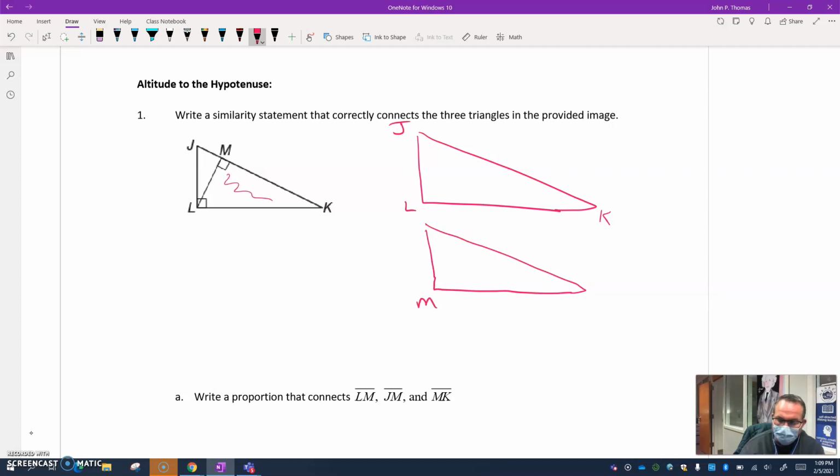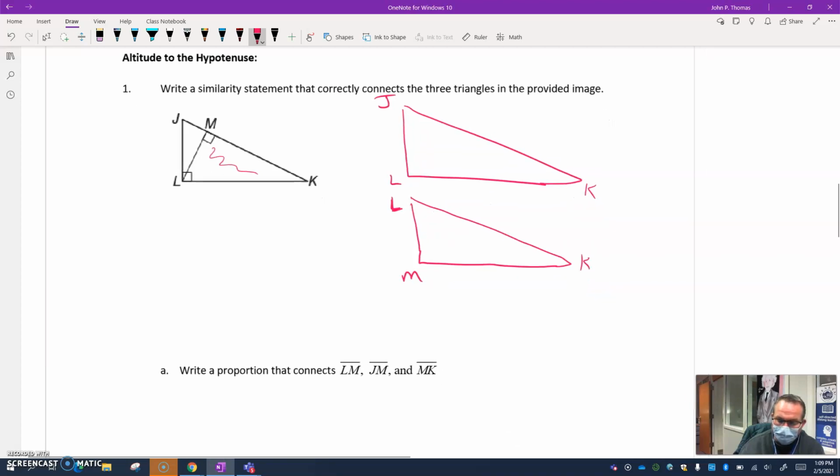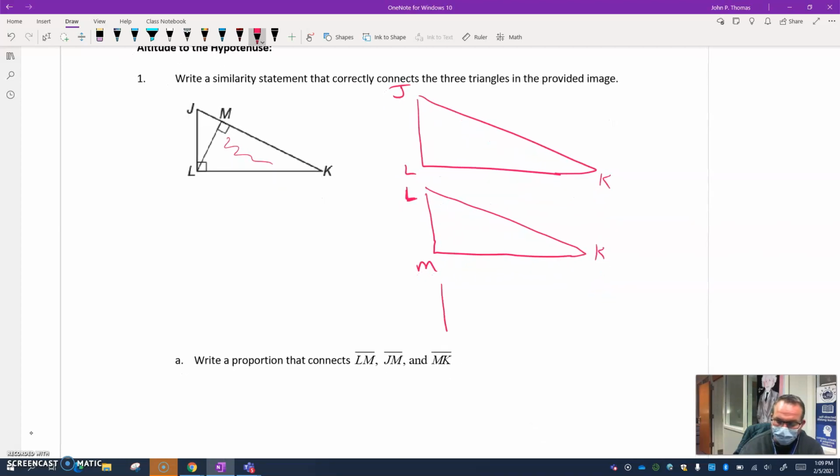All right, and we know it has K, which has to be the same K as the big triangle. So that leaves me with my only choice: this corner up here is our L. All right, then I draw the third one, and I want to orient it the same way.